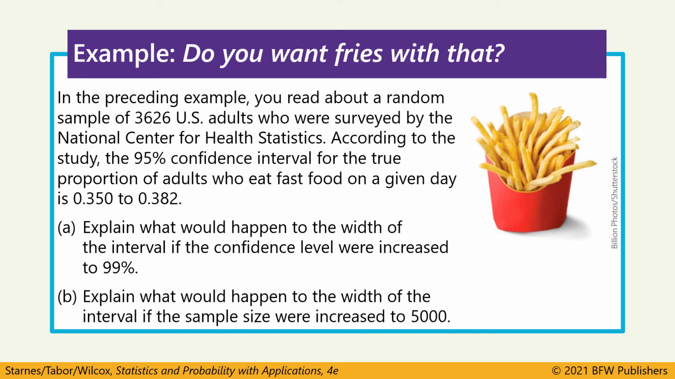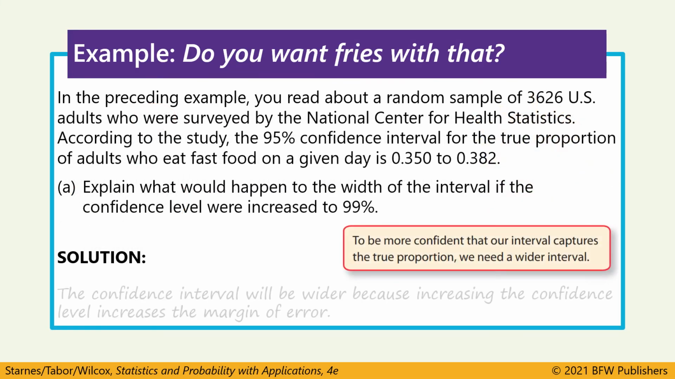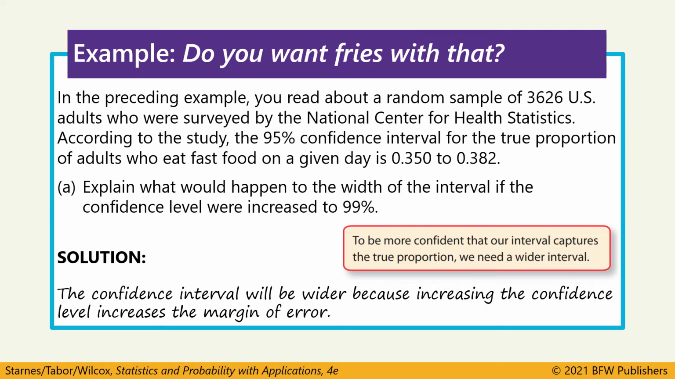So let's go back to our sample of 3,626 US adults who were surveyed by that National Center for Health Statistics. We got a 95% confidence interval for the true proportion of all adults who eat fast food on any given day, being from 35% to 38.2%. If we change this interval from 95% to 99%, what would happen to the width of the interval? Well, it would get wider. The confidence interval would be wider because as our level of confidence increases, we're going to be more certain that that true population proportion is within it.